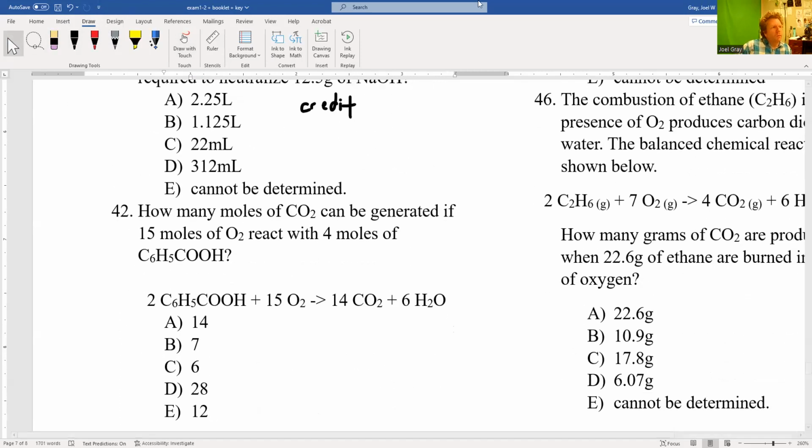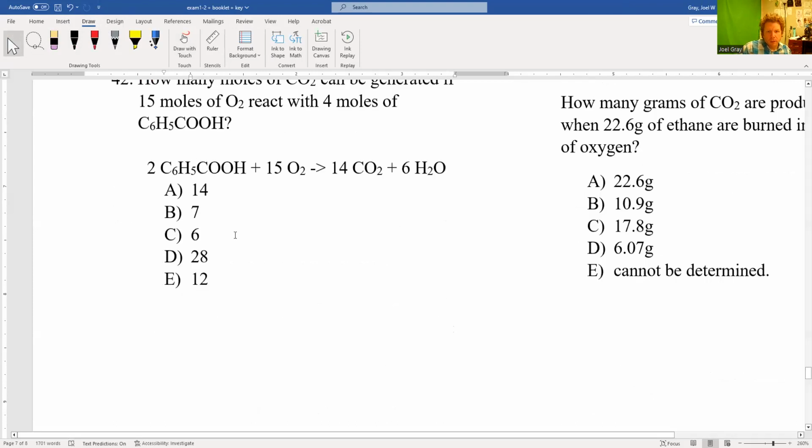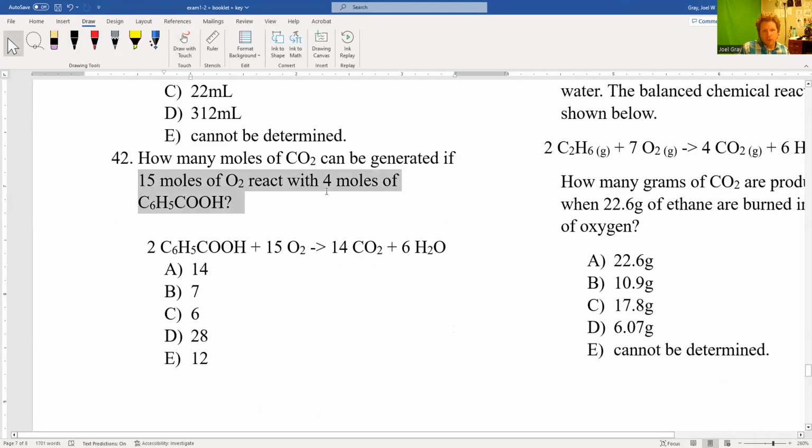Okay, question number 42 reads, how many moles of carbon dioxide can be generated if 15 moles of O2 react with 4 moles of C6H5COOH? Okay, we've got a balanced chemical reaction here. 2 moles of C6H5COOH react perfectly with 15 moles of O2 to produce 14 moles of CO2 and 6 moles of H2O. Now, we are told, so that's them reacting in harmony.